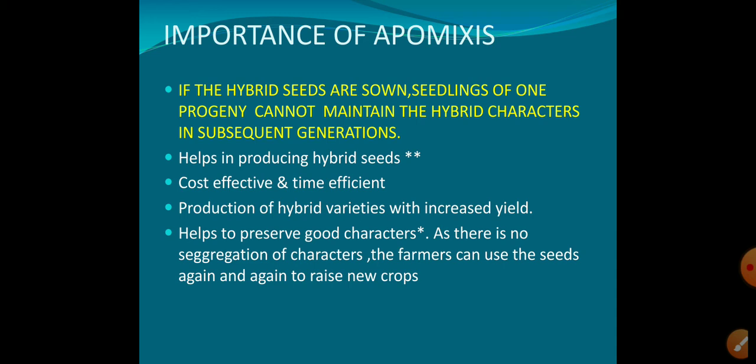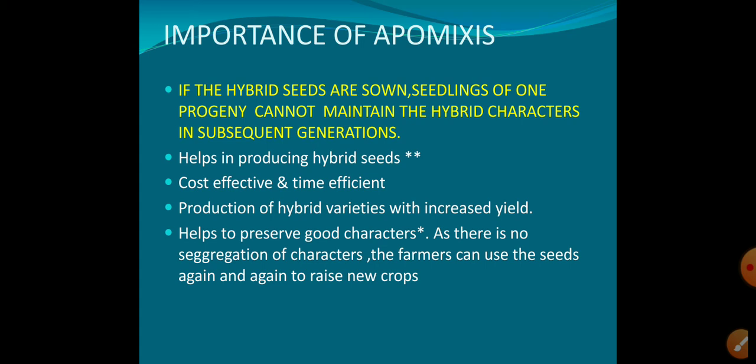Hybrid seeds cannot maintain their characters, because they undergo meiotic division, so they will show segregation of characters. In that case, we don't need syngamy or meiotic division to take place, so the apomictic property can be introduced. That's why it is helping in producing hybrid seeds. Then it is cost effective and time efficient, because the farmers need not buy seeds every year for raising fresh crops.